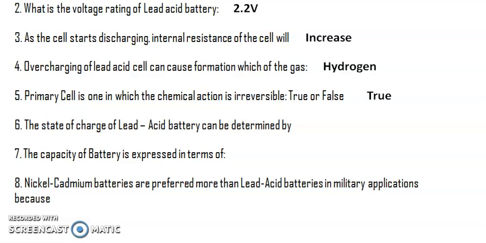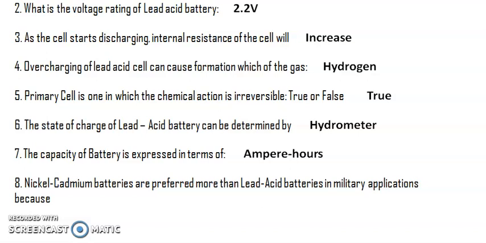The state of charge of a lead acid battery can be determined by what type of instrument? Hydrometer. How do you express the capacity of a battery? Ampere hour.